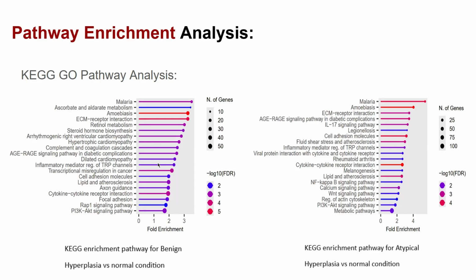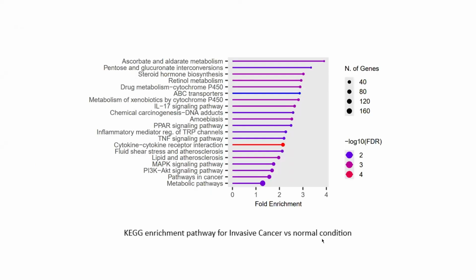So these plots which are shown here demonstrate the KEGG enrichment pathway for benign hyperplasia versus normal condition and for atypical hyperplasia versus normal condition. Here is also the invasive cancer versus normal condition, which is shown here.